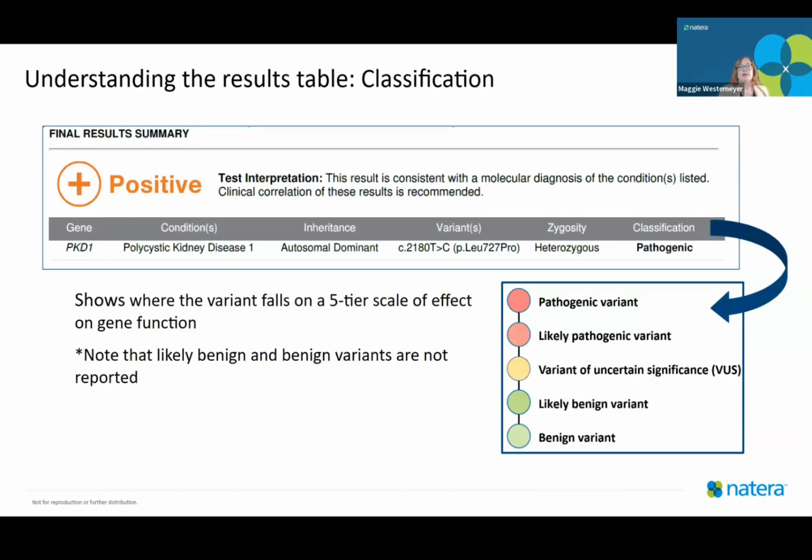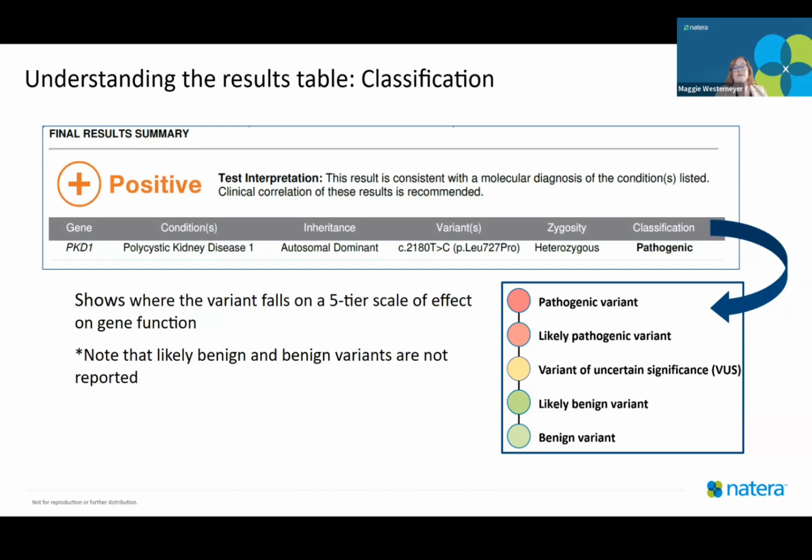So just to review, the classification column here is variable as well. So this will change and be noted in different sections of the report. The classification column is going to show where a given variant on a test report falls on that 5-tier scale of effect on gene function from benign to pathogenic. A variant that has a greater than 90% likelihood to disrupt normal gene function is considered pathogenic or likely pathogenic and is reported as positive.